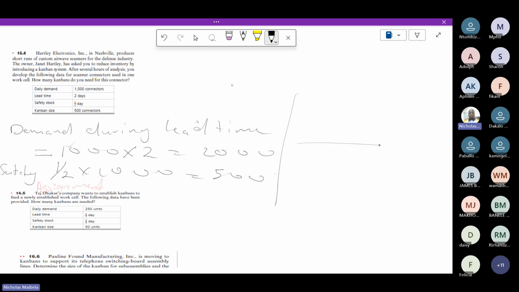Then now we have our demand during lead time, which is 2,000 plus 500 of the safety stock over 500 of the economic order quantity. What is our answer? How many Kanbans do we need? Five. 5. All right.